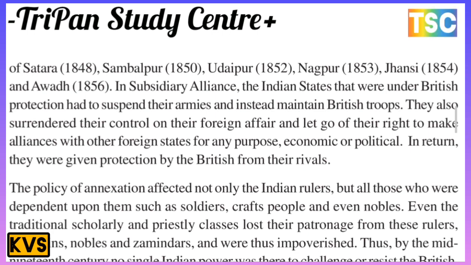In a subsidiary alliance, the Indian states that were under British protection had to disband their army and maintain British troops instead. They also surrendered control of their foreign affairs and gave up their right to make alliances with other foreign states for any purpose, economic or political.